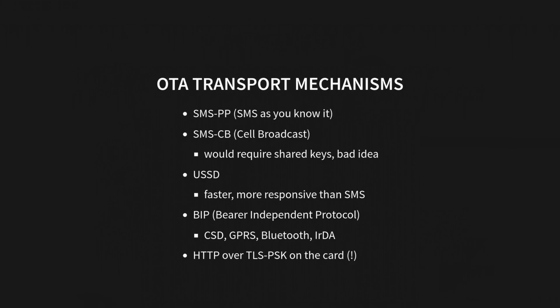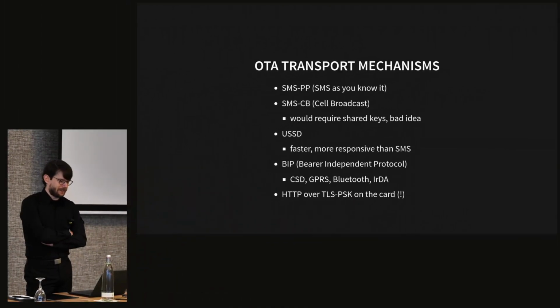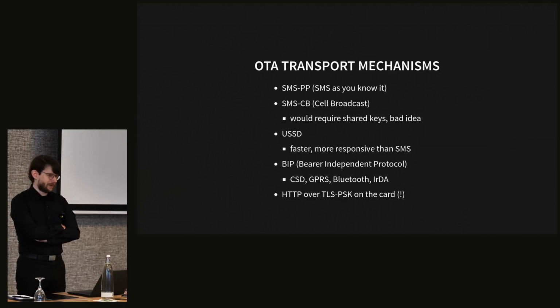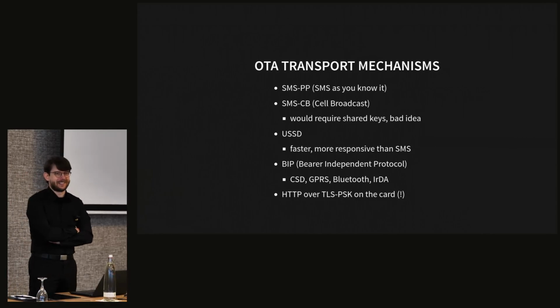So the transport mechanisms: the most commonly known one is SMS. Specifically SMS point-to-point, that's SMS-PP, to differentiate it from SMS-CB, which most people just call cell broadcast. That's also specified, but I think it's not really used in production because it would require that all of the SIM cards have shared keys, right? Otherwise, how would you broadcast something to cards?